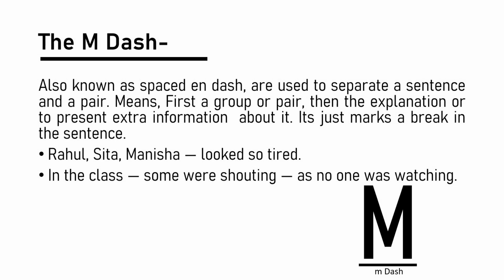The m dash, also known as the spaced n dash, is used to separate a sentence and a pair. Means first a group or pair, then the explanation or extra information about it. It just marks a break in the sentence. Go through the example. Rahul, Sita, Manisha — looked so tired. Here Rahul, Sita and Manisha are a group, and to present information about them, the m dash is used. Similarly, in the class, someone was shouting, as no one was watching.